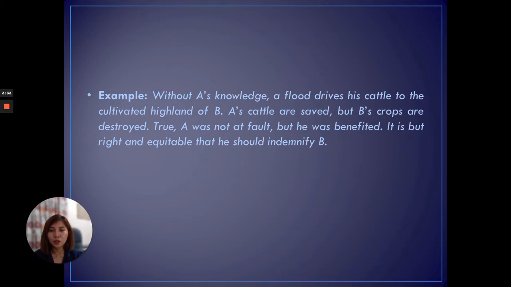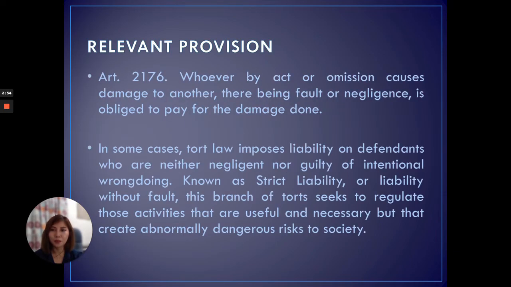Example: without A's knowledge, a flood drives his cattle to the cultivated highland of B. A's cattle are saved, but B's crops were destroyed. True, A was not at fault, but he was benefited. It is but right and equitable that he should indemnify B.